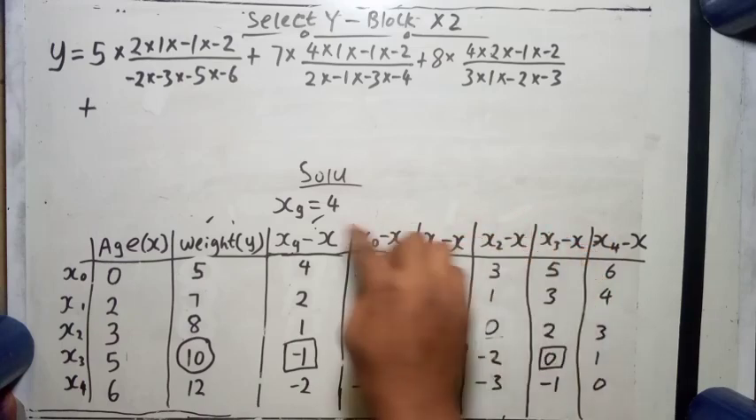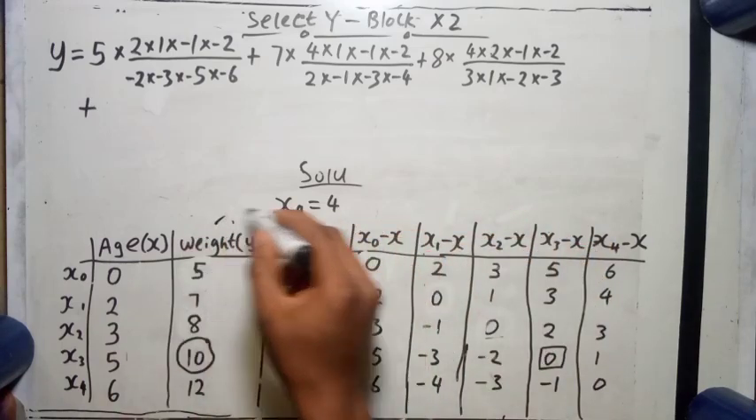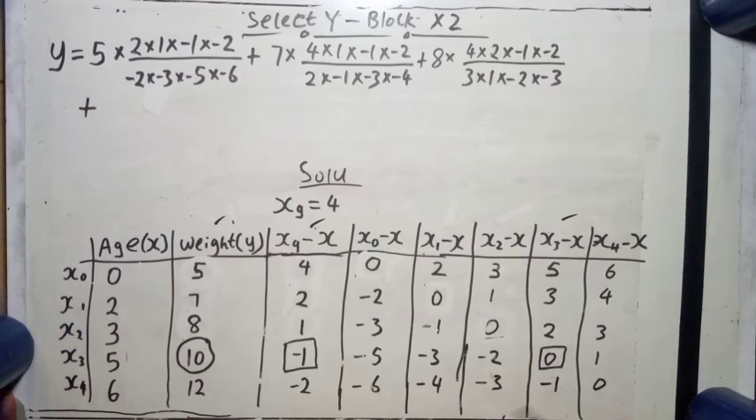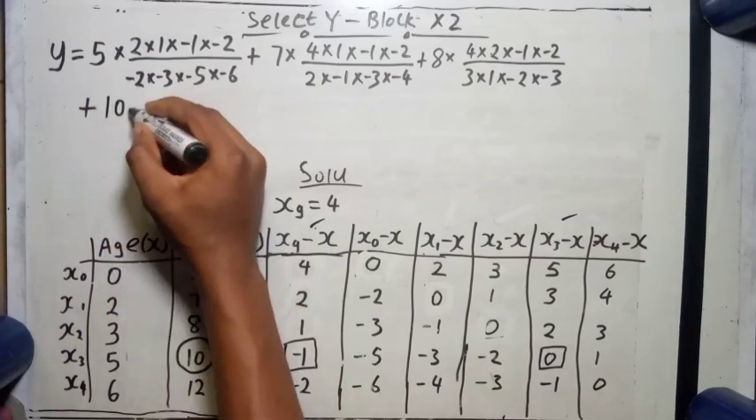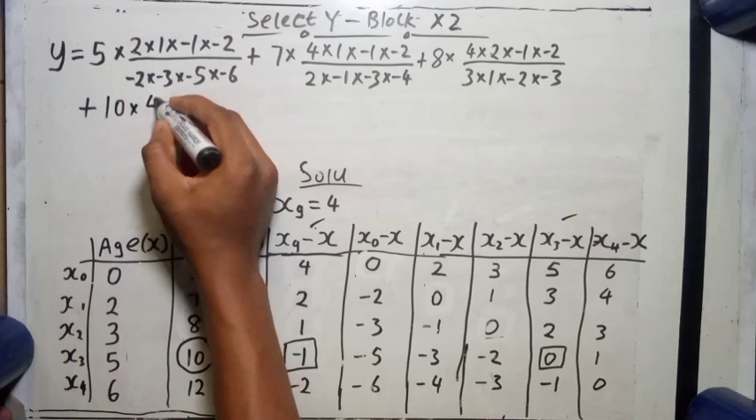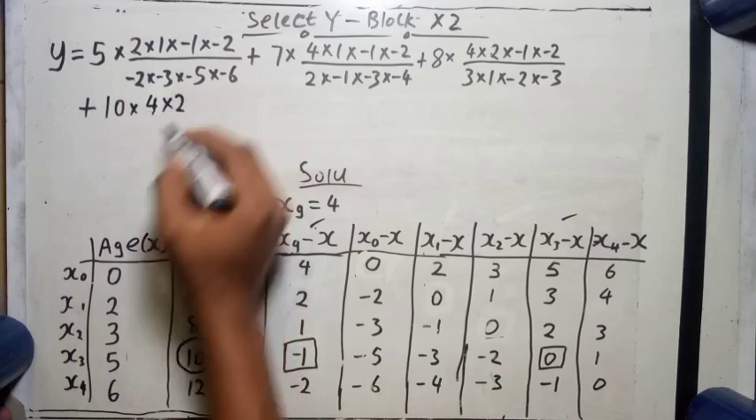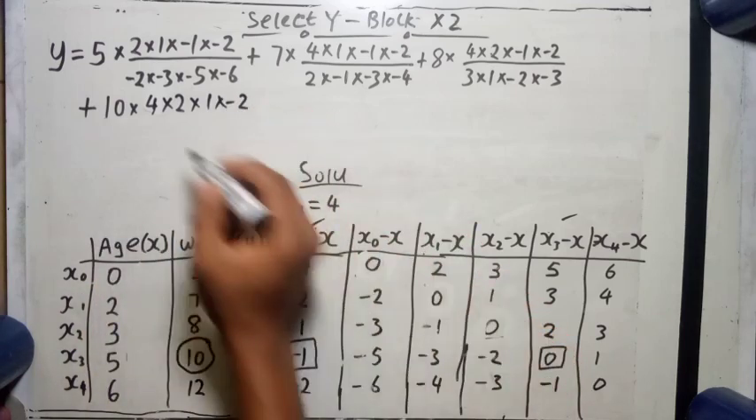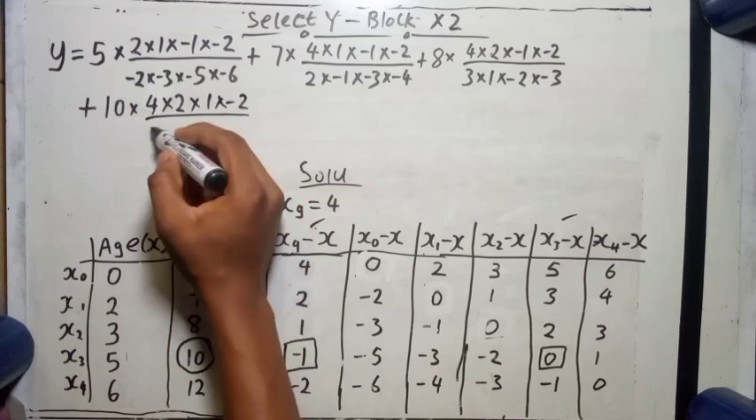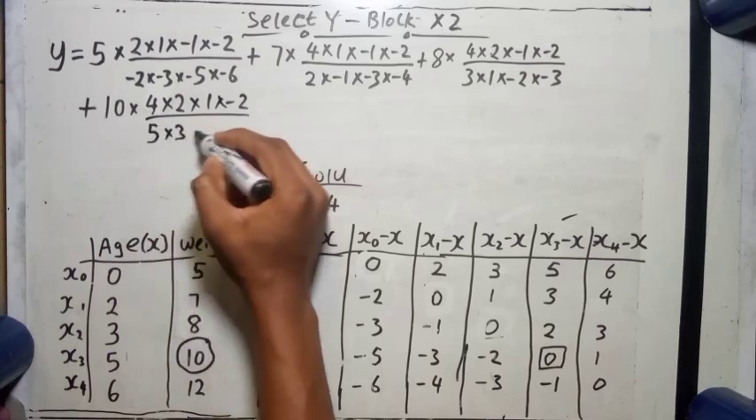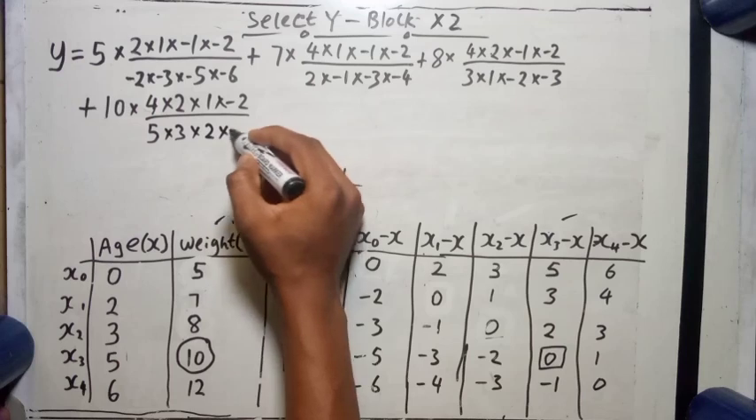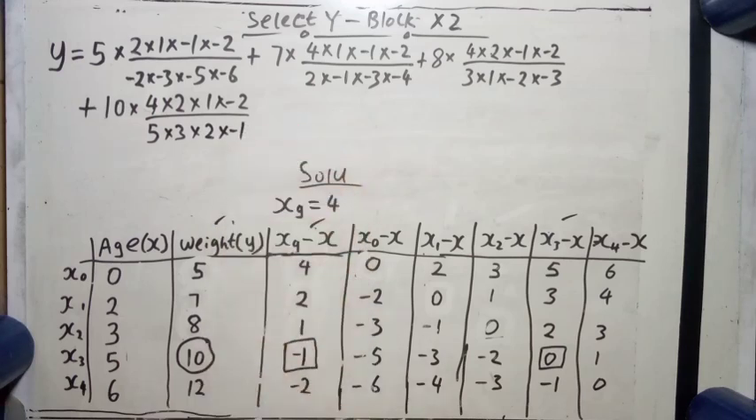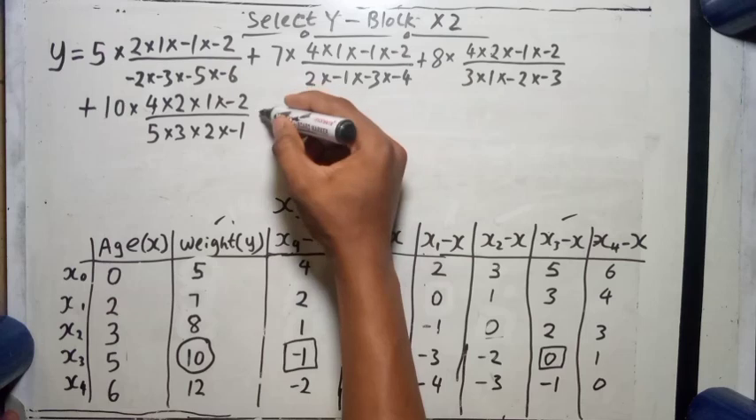Meaning that we are going to be making use of this, and this. So you say your 10 times 4 times 2 times 1 times minus 2 over 5 times 3 times 2 times minus 1. We are done with the fourth addition. We move over to the fifth one.